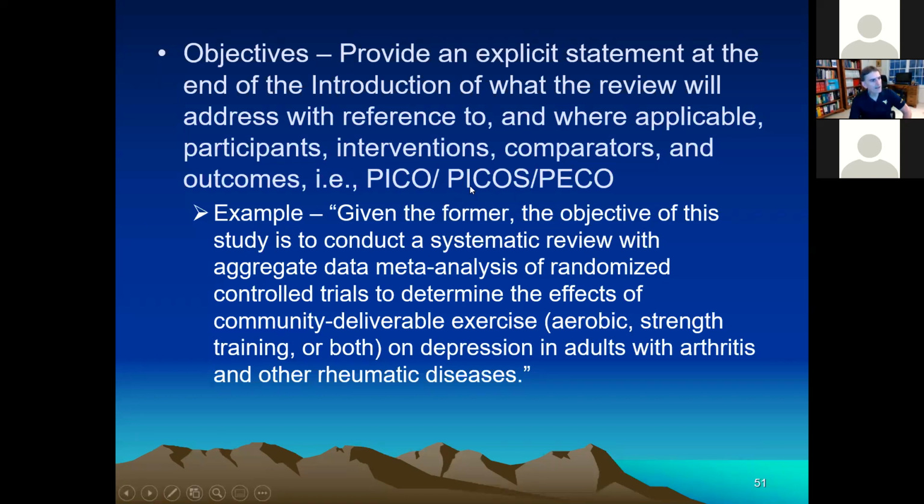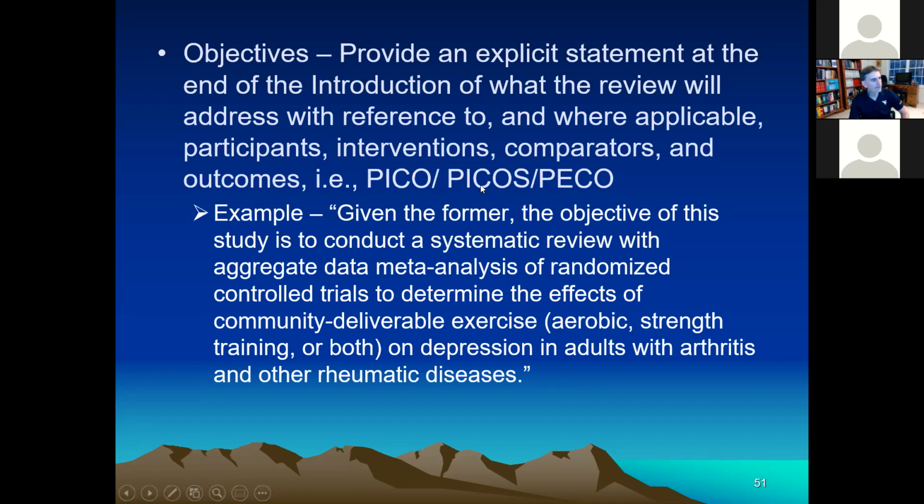And the I stands for what intervention or interventions. And as you can see, it's going to be exercise. And I put in parentheses the types of exercise: aerobic, strength training, or both. Sí, específicamente para resaltar la I, tiene que ver con intervención, que en este caso es el ejercicio. Y entre paréntesis, él agregó los tipos de ejercicios que va a analizar específicamente.